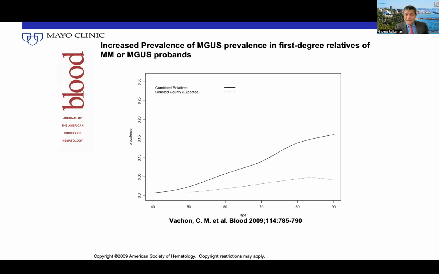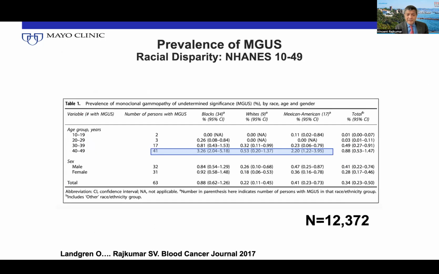The prevalence of MGUS is higher in first-degree relatives of people who have myeloma, 2 to 3 times higher. This is the expected prevalence of MGUS, and here you can see the first-degree relatives having a much higher prevalence at every age group. So that's something to keep in mind. It's a 2 to 3-fold higher risk of MGUS in first-degree relatives.